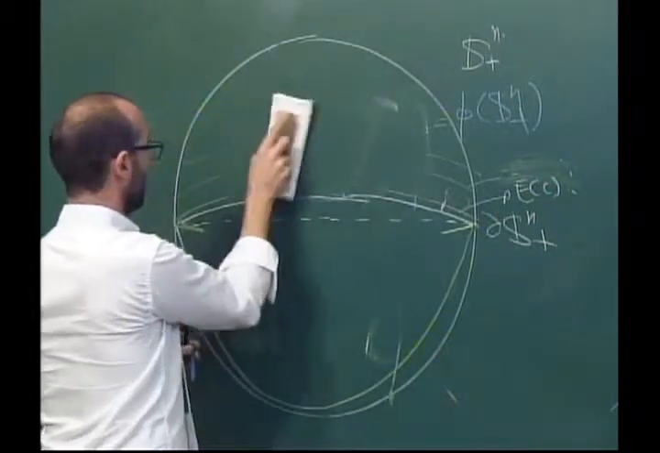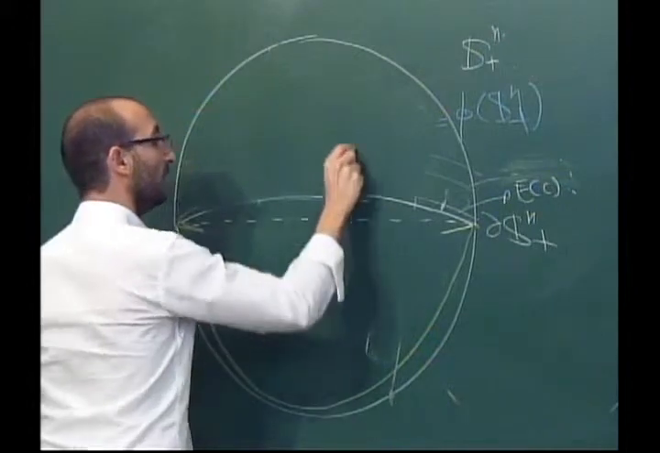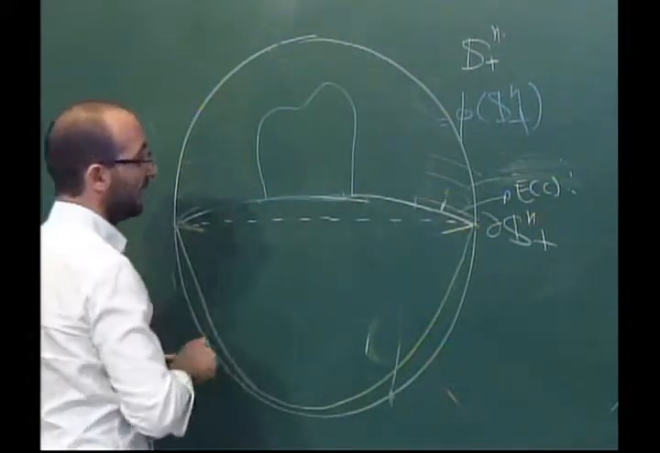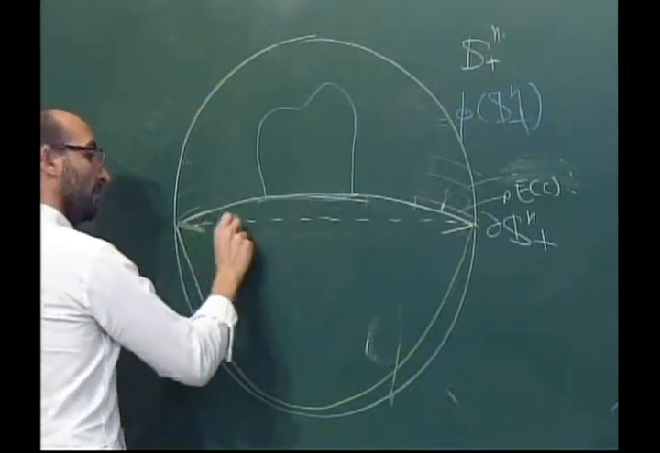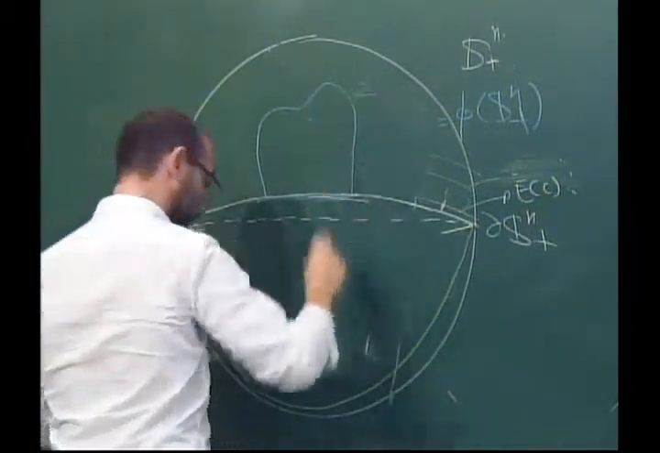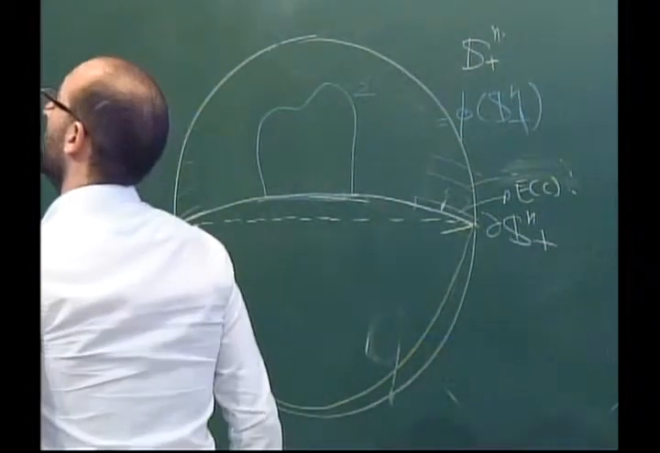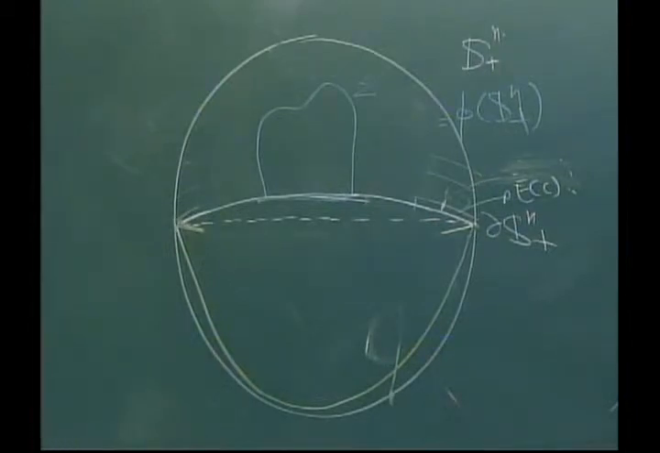Okay, so what we have is something like that. This is my sigma. Okay, I have time. So far it's okay? Any doubt? Okay.